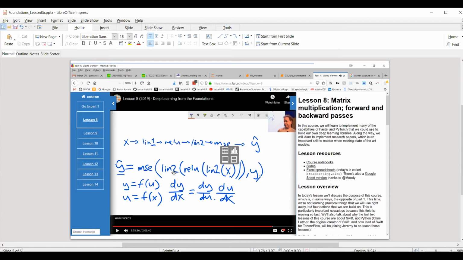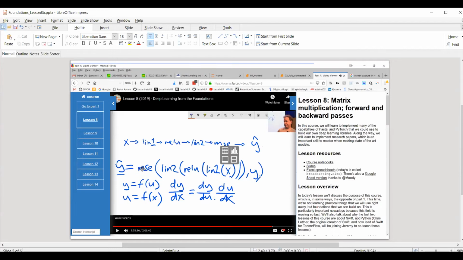Okay, wait, I'm not sure why he says y hat is the mean squared error. Y hat should be the estimate of the digit. Anyway, that's a little confusing to me. I'm not sure why he wrote it that way.